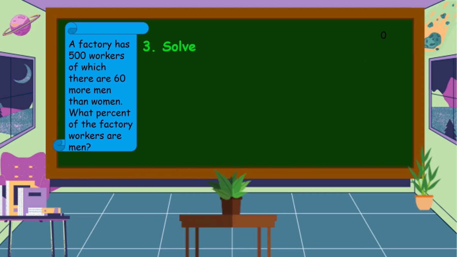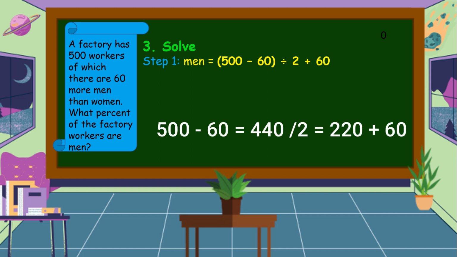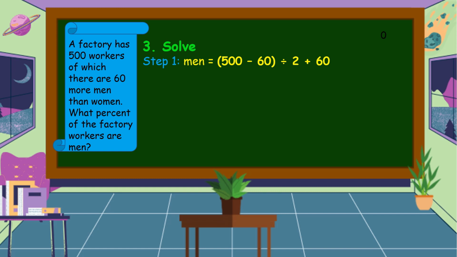So this is the time that we're going to execute the plan. For the first step, men is equal to 500 minus 60, open close parenthesis, divided by 2 plus 60. So using PEMDAS rule, una natin i-solve yung nasa loob ng parenthesis. 500 minus 60 is equal to 440 divided by 2 for men and women. The answer is equal to 220 plus 60 because there are 60 more men than women. So, the number of men is equal to 280. Okay, for step 2, for the number of women, 500 minus 280 is equal to 220.